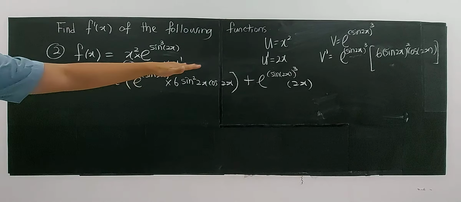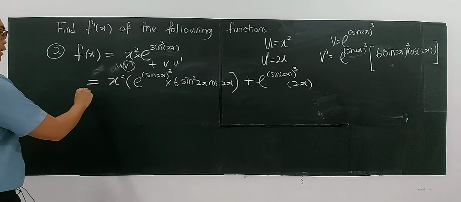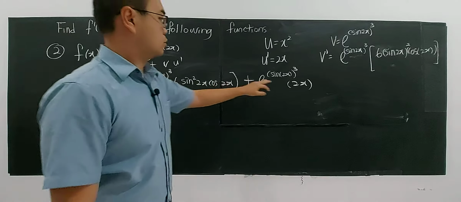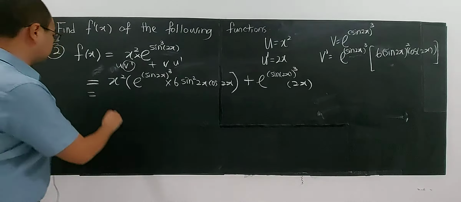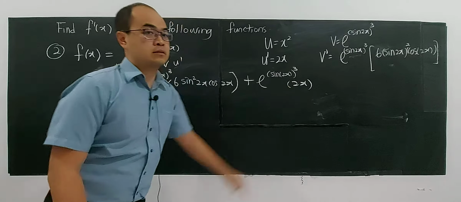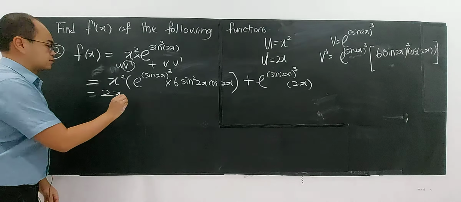Alright, I have done the differentiation. So now I want to simplify. I have 6 and 2, I take 2 out as a factor. X squared and x, I take x.